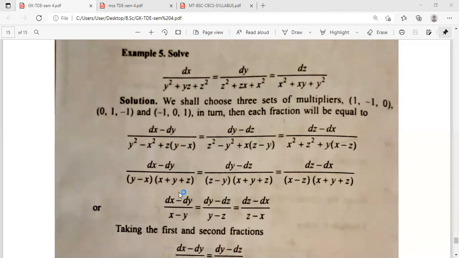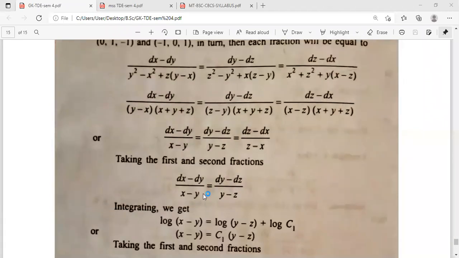dy minus dz and so on. You see in all these three components you got x plus y plus z as common in the denominator. You can remove that x plus y plus z by cancelling because it is contained in all three fractions. Now the remaining is dx minus dy by x minus y equal to dy minus dz by y minus z equal to dz minus dx by z minus x, we are getting finally.